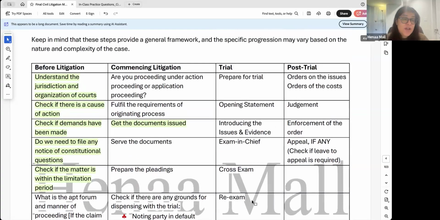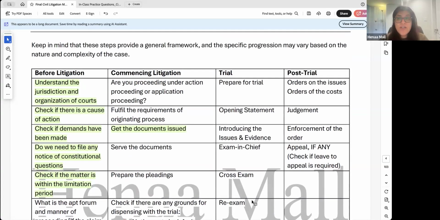And finally, post-trial. So what happens if the trial is over? You'll get your order, the difference between order and judgment. How do you enforce an order? If you're not happy with your order, when do you appeal? Where do you appeal? Most candidates get confused about where to go for appeal. So it's not just from the standpoint of where do I start my case, but also where do I appeal. And it is here that we're going to talk about appeals.